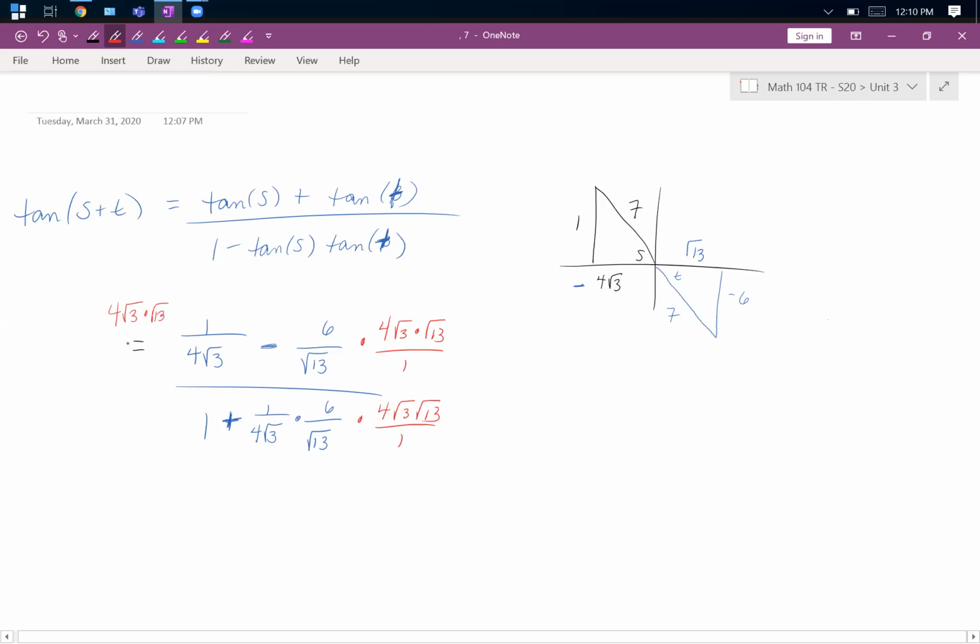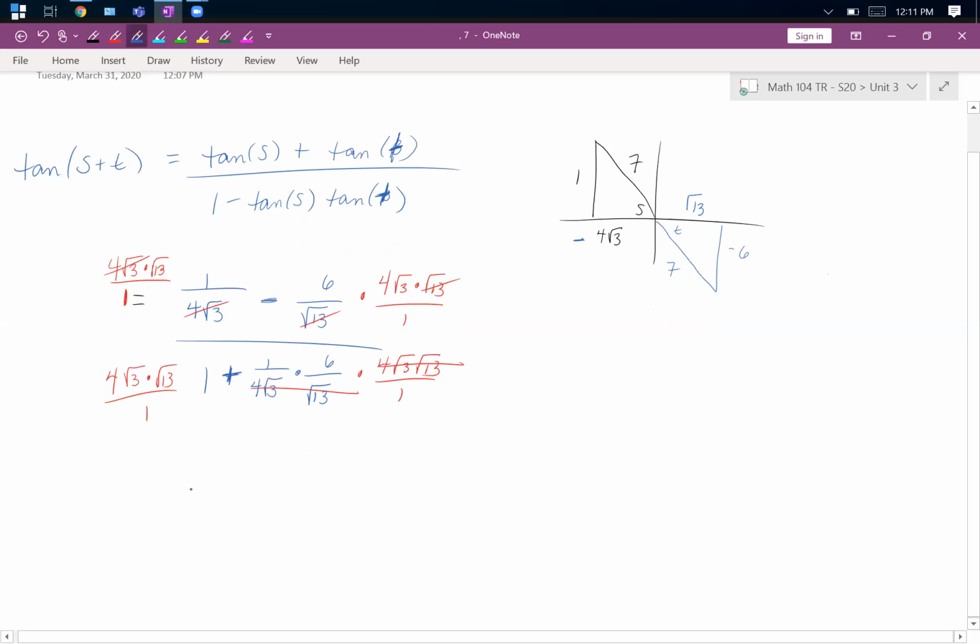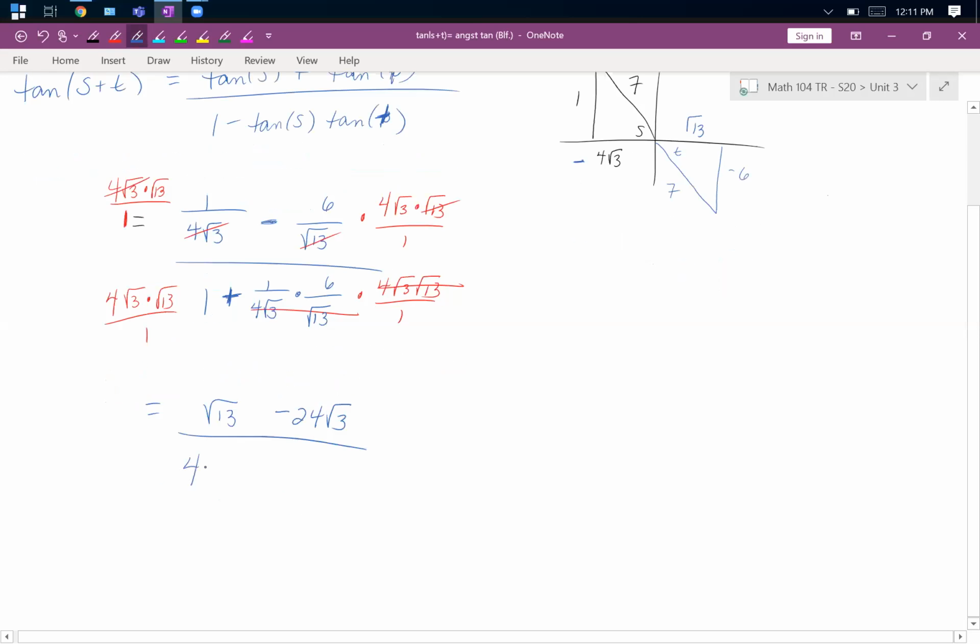And I could make that square root of 39. I'm just not because I want to be able to cancel stuff and it'll be easier for me if I can just see it. So 4 square root of 3's cancel, square root of 13 cancel. Everything cancels, nothing cancels. So that's giving us square root of 13 minus 24 square root of 3 all over, now I am going to make this 39, 4 square root of 39 plus 6.